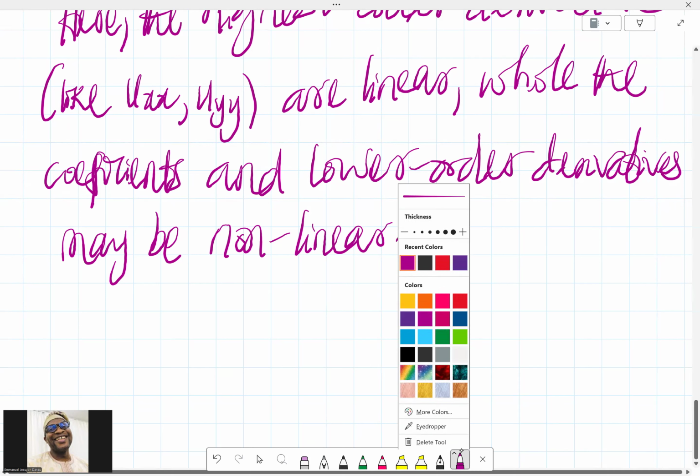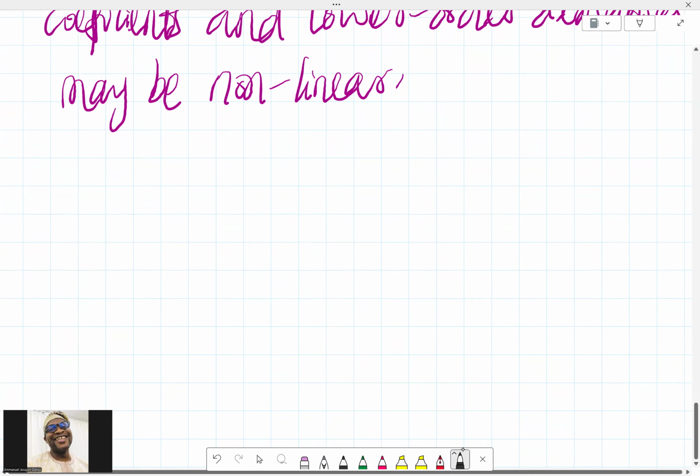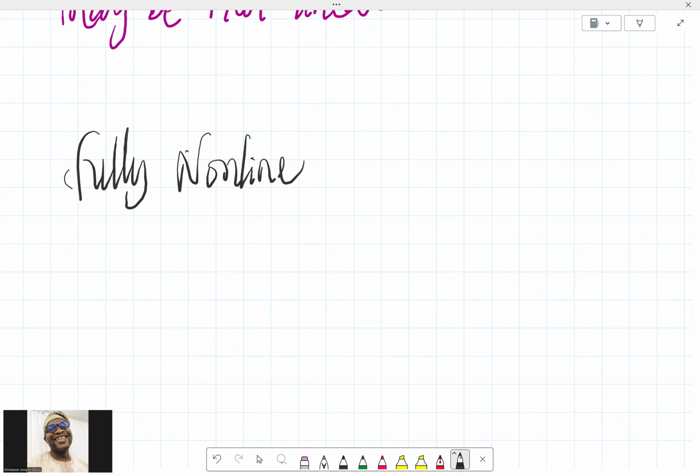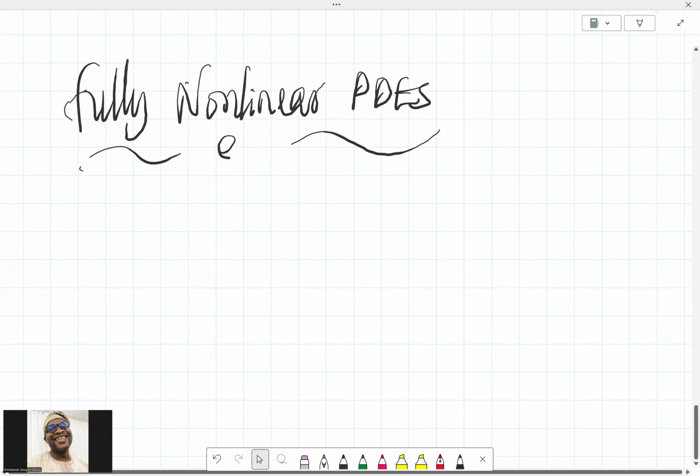Having talked about this, let's move on to fully nonlinear PDEs. We are talking about quasi-linear and fully nonlinear PDEs. You can see that quasi-linear PDEs are not fully nonlinear. They are almost nonlinear, but not quite.